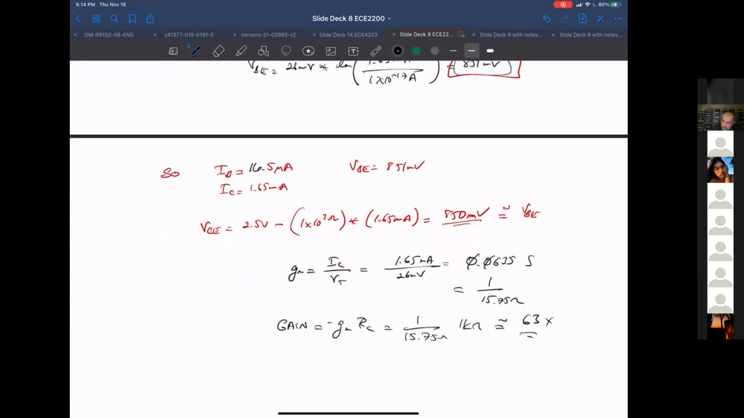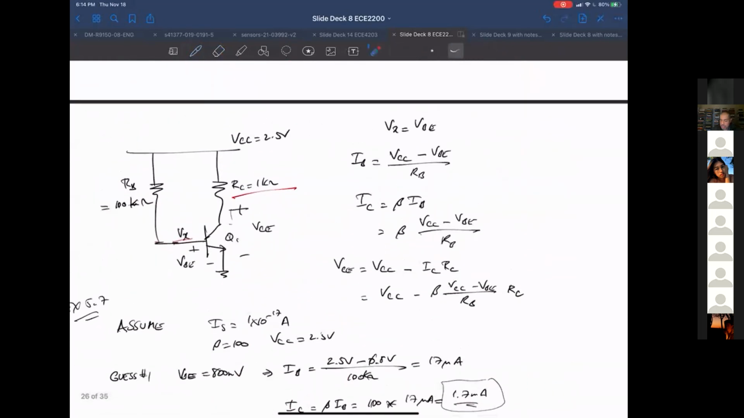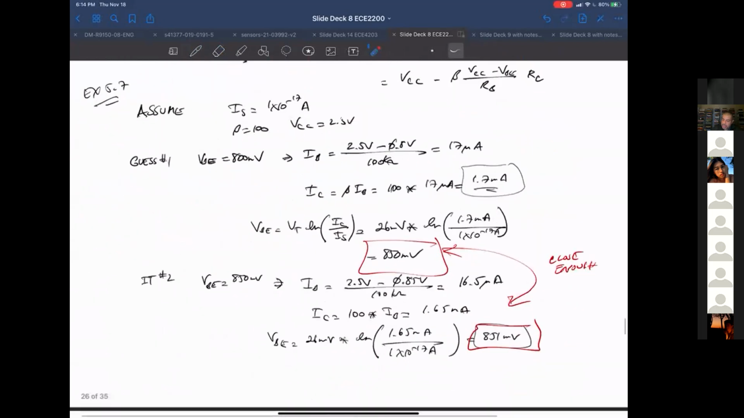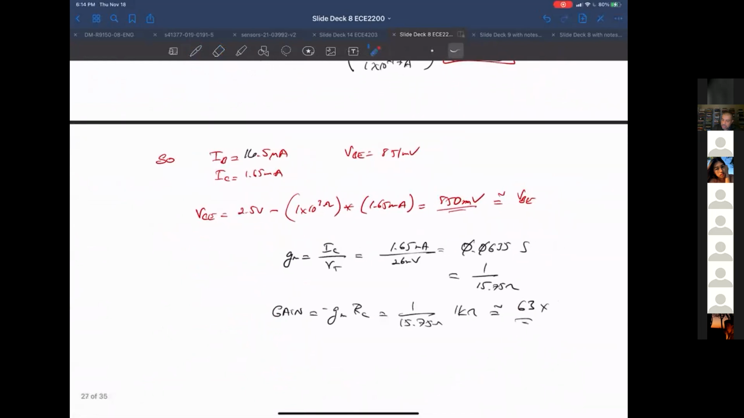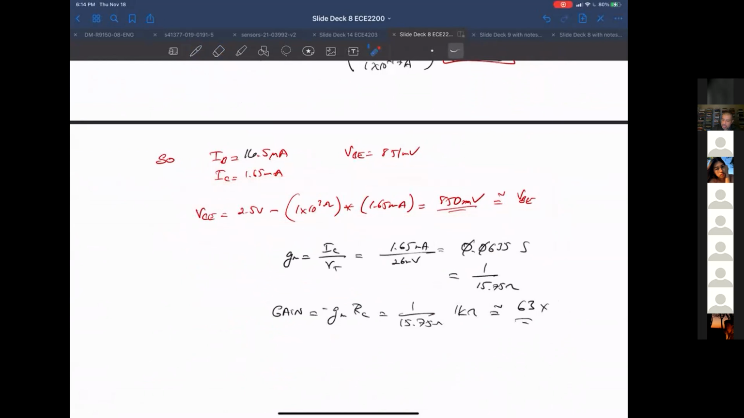Okay, so cool. End of story, by using this really simple biasing technique of just hooking up a pretty big value resistor to the base, I got this guy nicely biased up. It's got this 1.65 milliamp current going through it. It's in the forward active mode, because VCE is the same as VBE. Good. And I got a nice gain of 63.